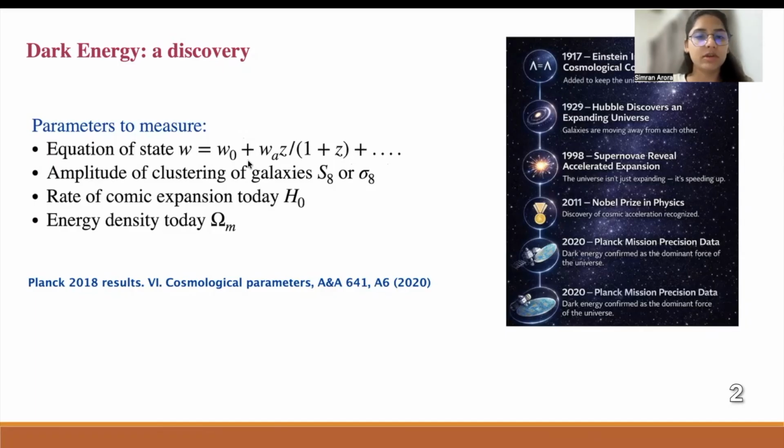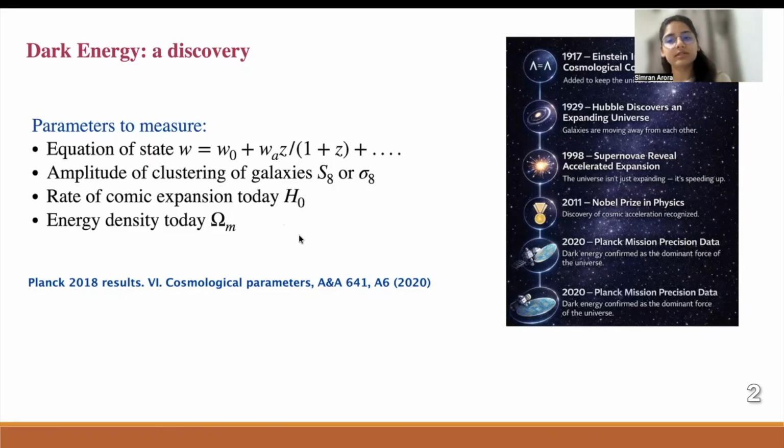Another important parameter, usually studied when we study the large scale structure of the universe, is S8 or sigma 8. This is very important in structure formation. Another important parameter is the rate of cosmic expansion, which we name H0, the Hubble constant. H0 basically means the value of the Hubble constant at redshift z equals 0, the present time. So this is a very important parameter for accelerated expansion. And another important parameter is the energy density today, which we call omega m.